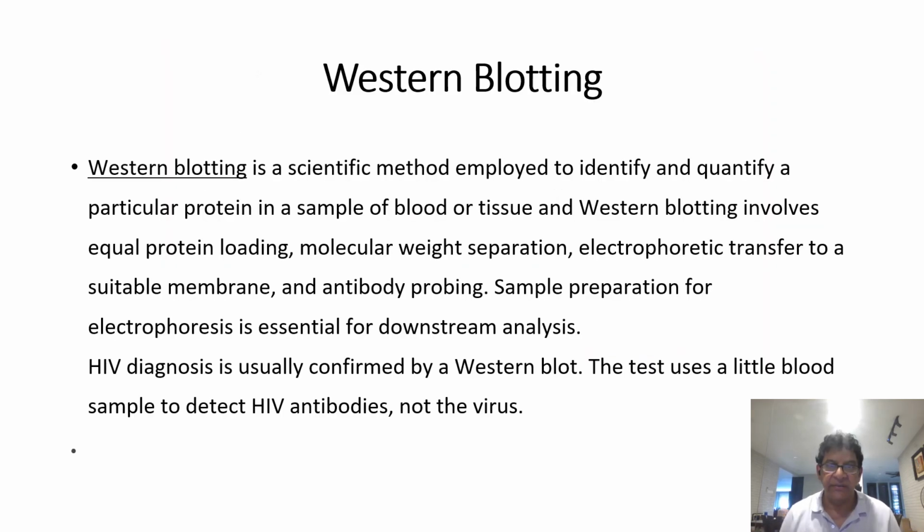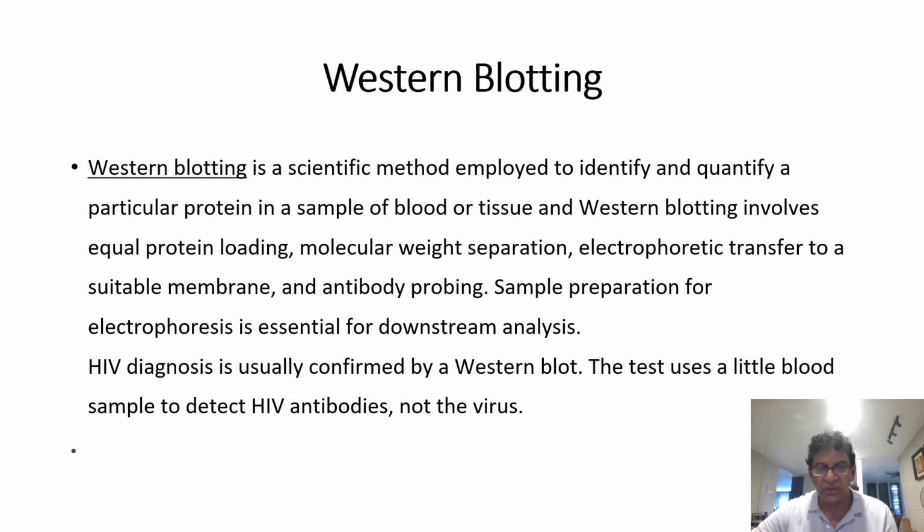The next test is the Western blotting method. Western blotting is a scientific method employed to identify and quantify particular proteins in a sample of blood or tissues. Western blotting involves equal protein loading, molecular weight separation, electrophoretic transfer to a suitable membrane, and antibody probing. This sample preparation for electrophoresis is essentially the downstream analysis.